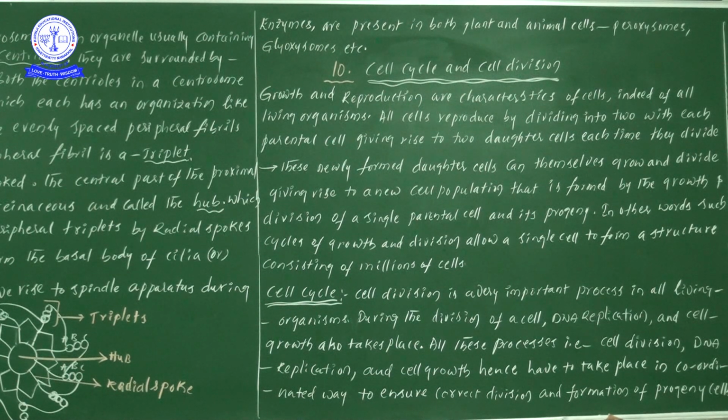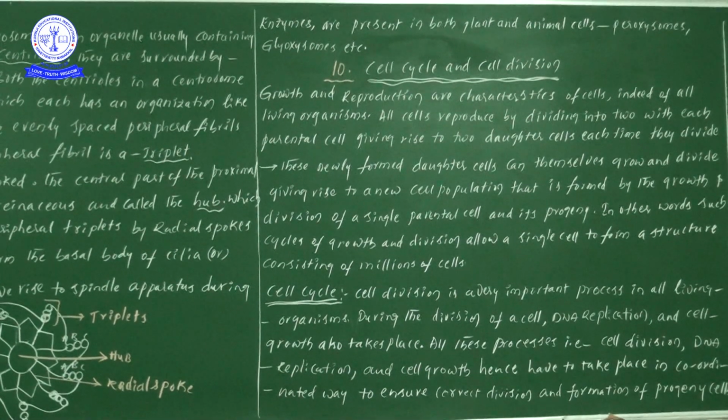There are two types of divisions from our knowledge point of view: mitotic division and meiotic division. In mitotic division, from one parental cell two offsprings are formed, and the chromosomal number present in the parent is the same in the offsprings. Whereas in meiotic division, the chromosomal number is reduced to half.